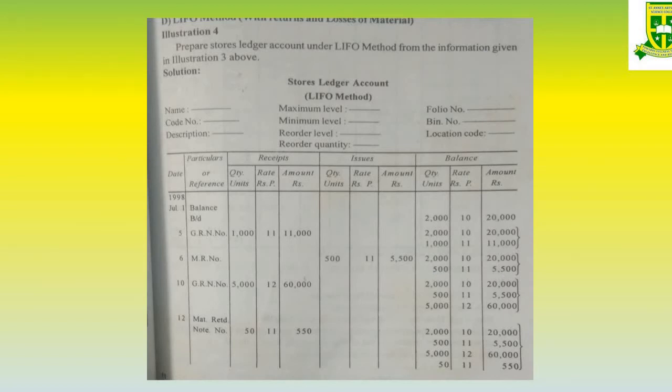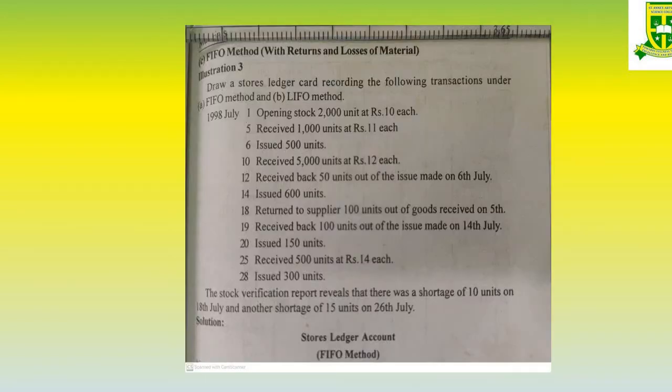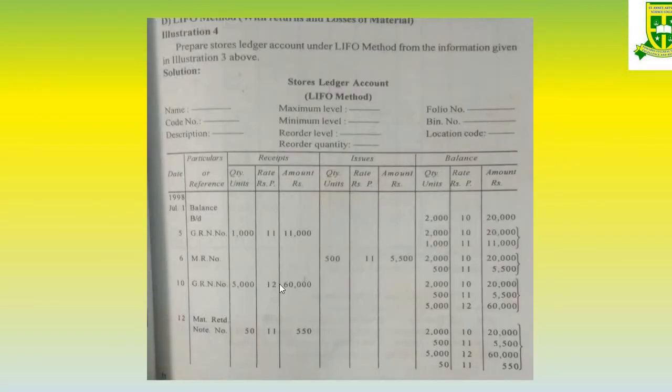Next, the term is receive 5,000 units at 12 each. We are receiving on the 10th. We make an entry for 5,000 units. The rate is 12, so 5,000 into 12 is 60,000. There are already two stocks available, and now we add one more stock. So we have stock in hand as three lots: 2,000 units, 500 units and 5,000 units.